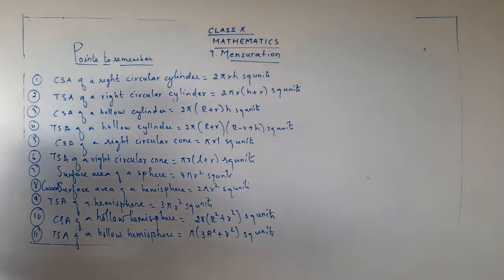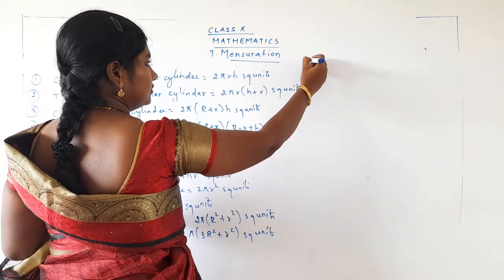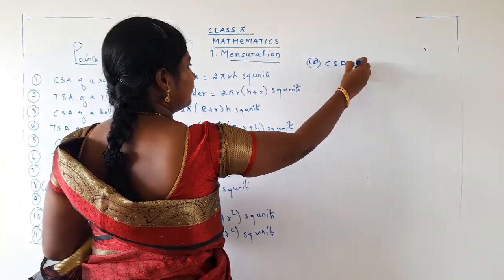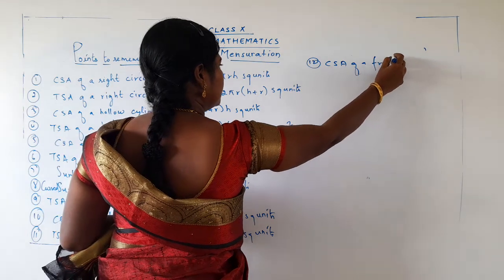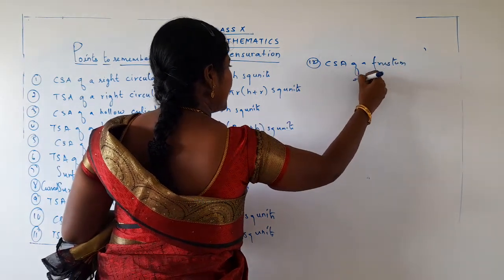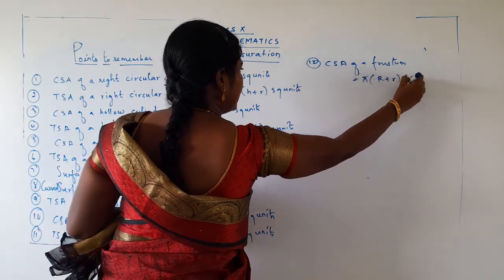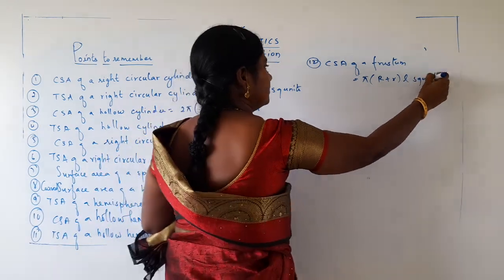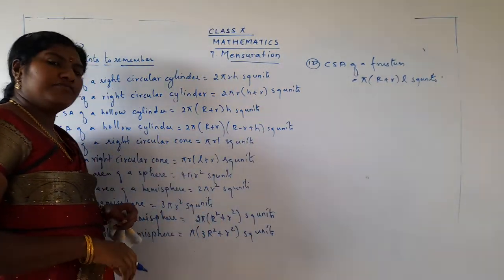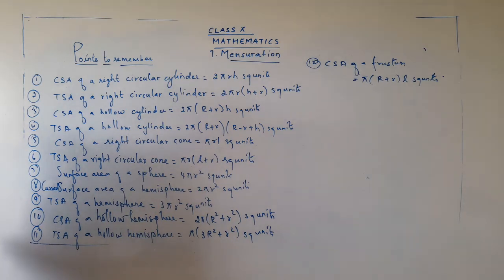CSA of a frustum. Frustum, you can just think of a bucket. Bucket is the shape of a frustum. So write down the CSA of a frustum is equal to pi (r plus r) L square units. CSA of a frustum is equal to pi (r plus r) into L square units.